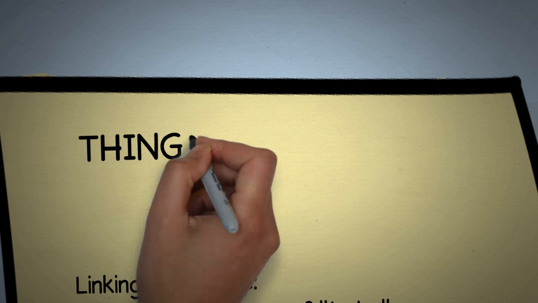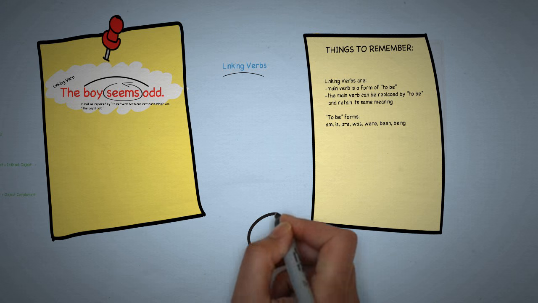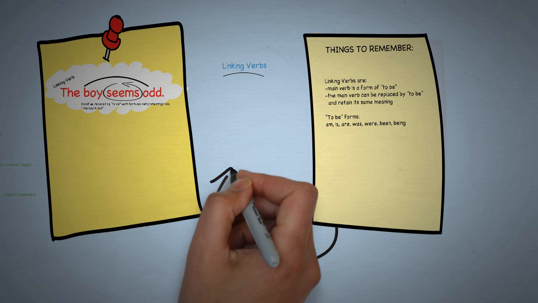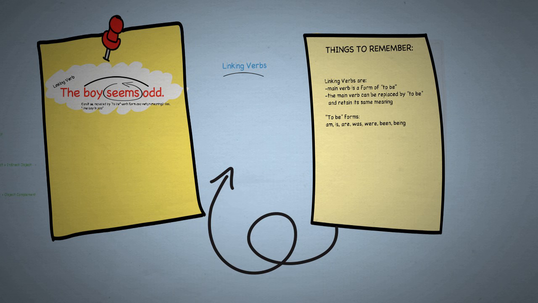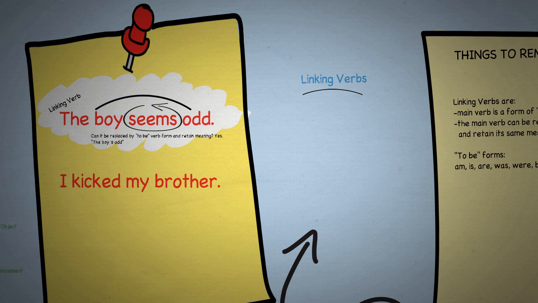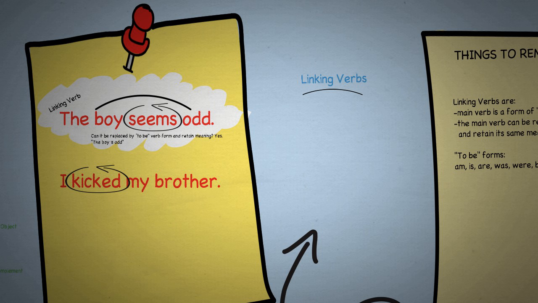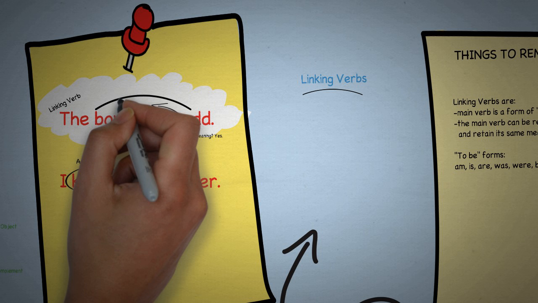The most significant thing to remember about a linking verb is that linking verbs do not have objects. So all of the things that we looked for with an action verb in terms of trying to find a direct object or an indirect object or an object complement, none of those things apply to a linking verb. This is because an action verb can have a recipient of the action. For example, I kicked my brother. My brother is the one receiving the kick. In a linking verb, there is no action, and so there's no recipient of the action, no object.